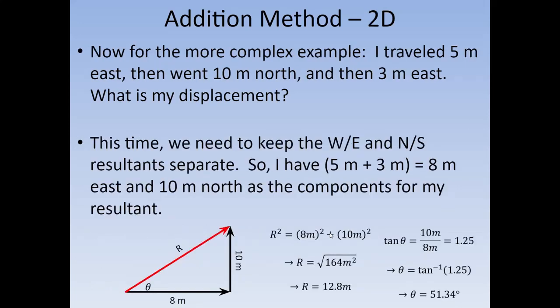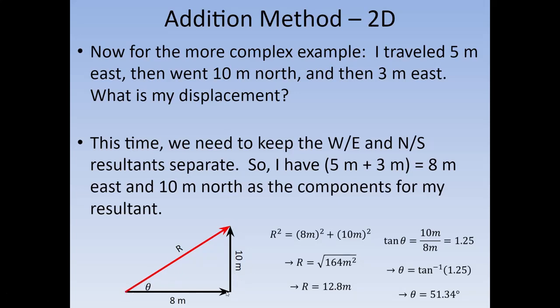Now, what happens in 2D? Like I said, we end up with the same thing. You combine the north and south, you combine the east and west, you do the same thing. But here, we can't combine the east direction and the north direction the way it is because they aren't in the same dimension. They're perpendicular to each other. So when we draw it out, you can already see what we're going to end up having to do. We're going to have to do a Pythagorean theorem.